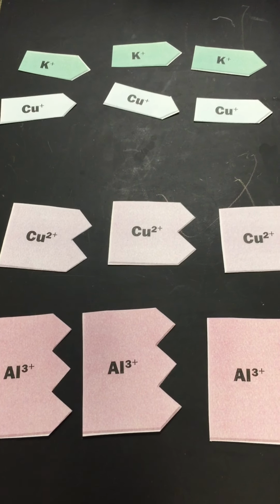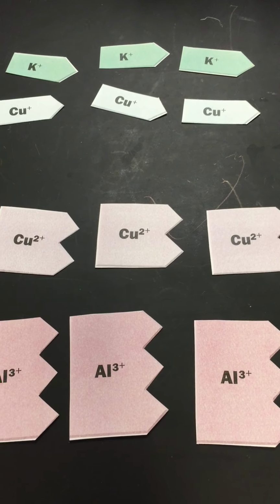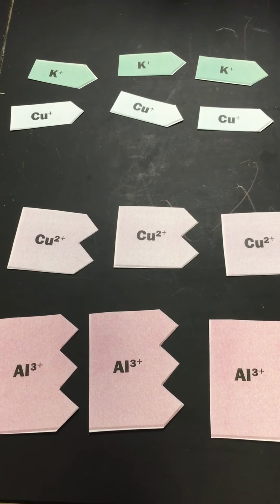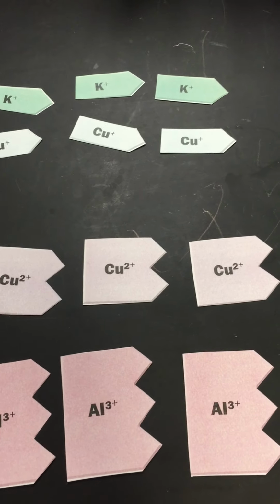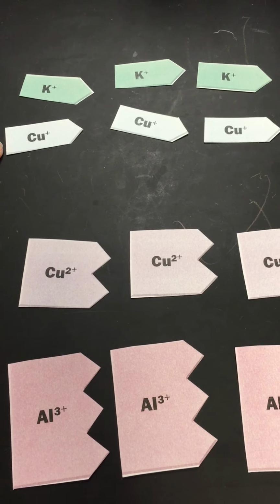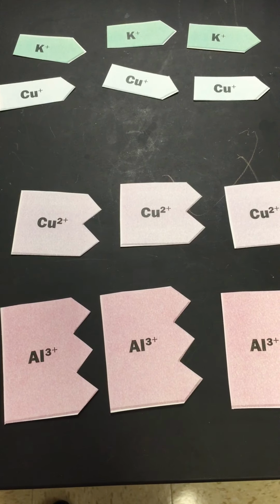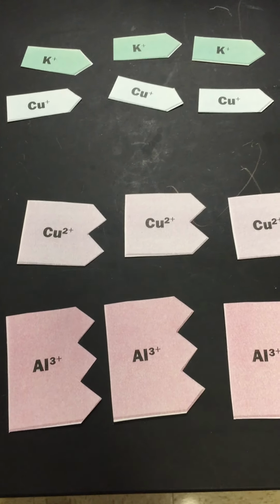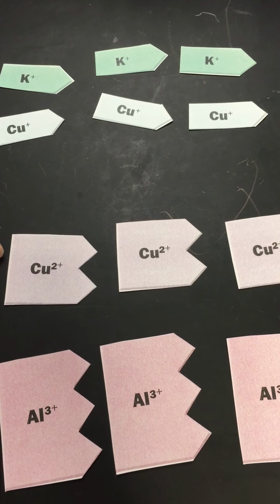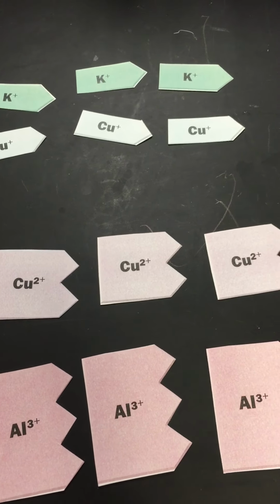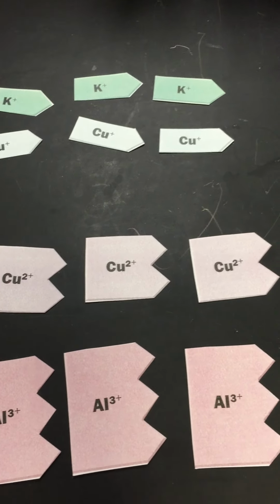For part A of this lab, we are going to use these cutouts to determine the chemical formulas for ionic compounds. Our cation ions here are +1 potassium, +1 copper, +2 copper, and +3 aluminum. Remember, copper is a metal with variable charge, so when copper is +1, the name has a Roman numeral 1, and when copper is +2, the name has a Roman numeral 2.